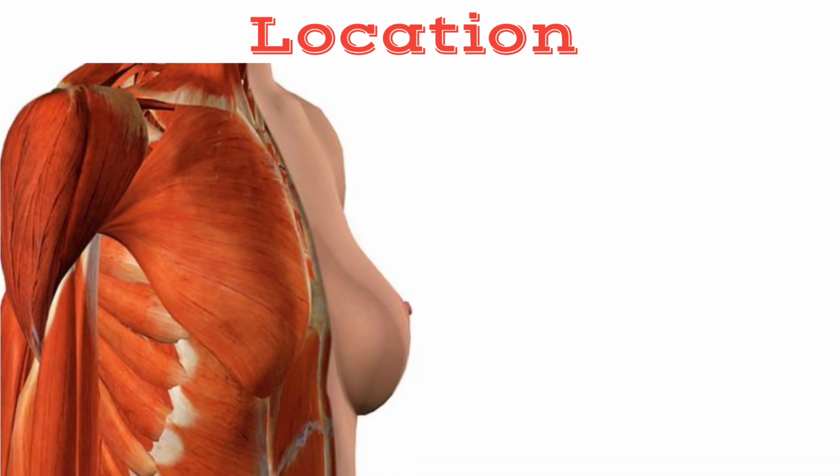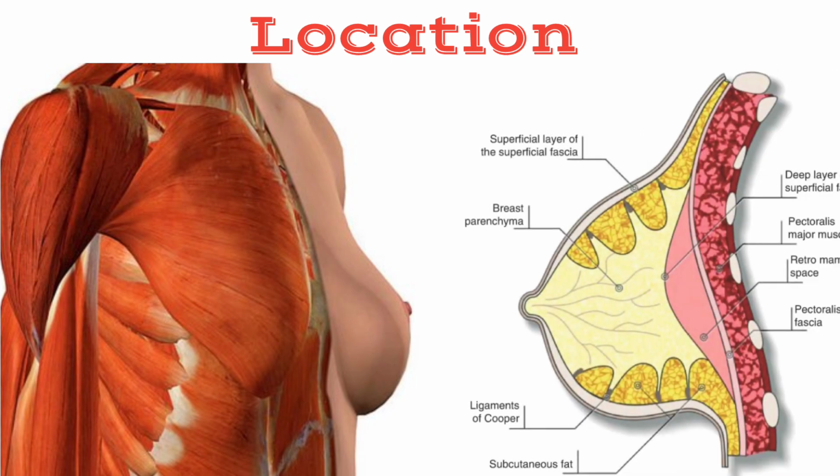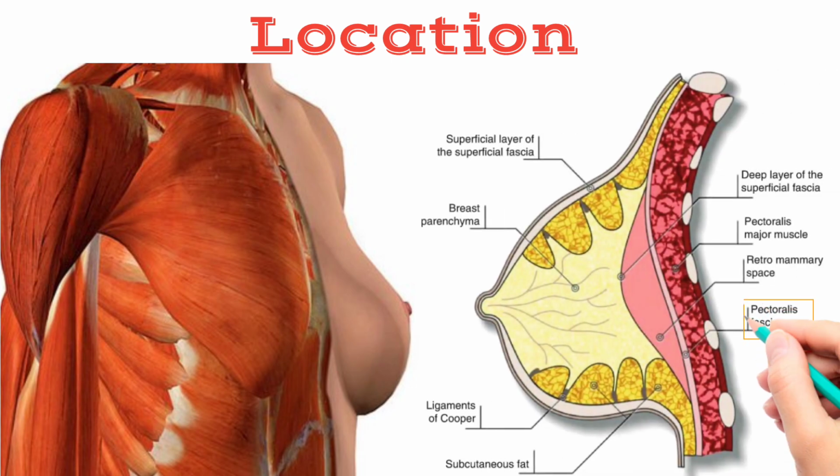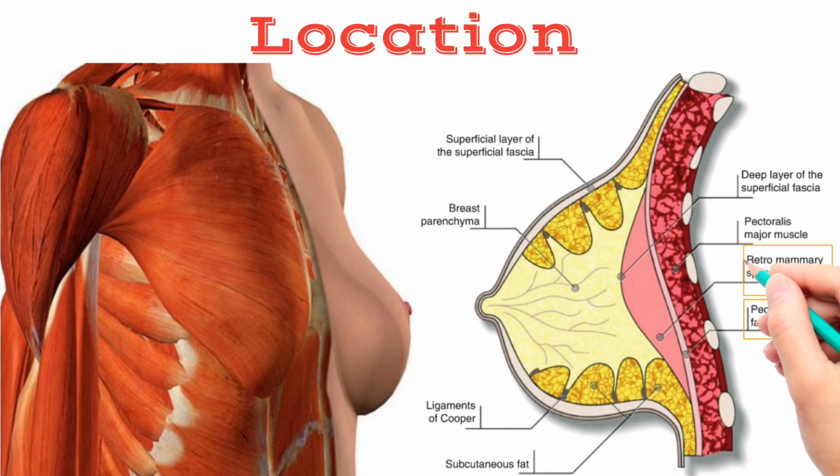Location of the breast. The breast is located on the anterior chest wall, just above the rib cage. It lies over the pectoral fascia, which is deep fascia covering the pectoralis major muscle. It is separated from the pectoral fascia by loose areolar tissue, called the retromammary space, due to which the normal breast can be moved freely over the pectoralis major.